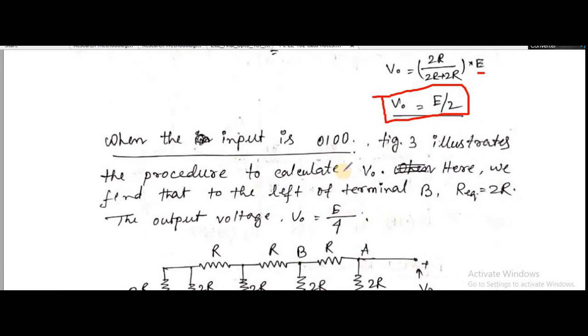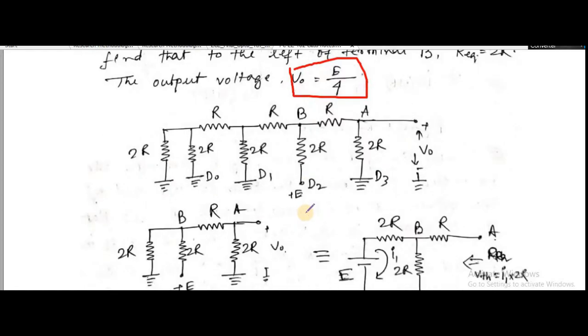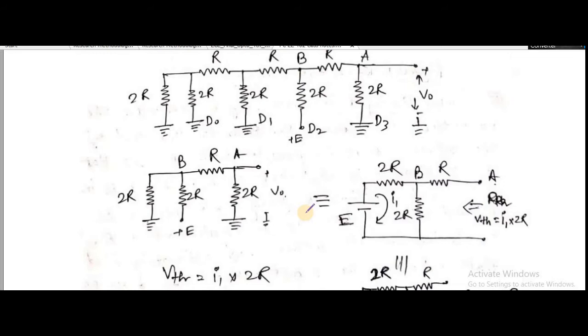In the second case, if I consider my bit pattern is 0 1 0 0, that means the D2 bit is 1, then the output V0 will be E by 4. Okay, so in the same pattern we can calculate that.